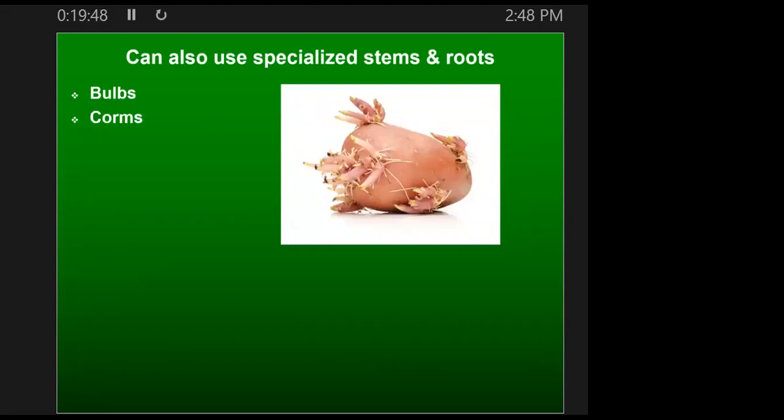Then you have these specialized portions of different plants, the bulbs, corms, and tubers. So you're looking at a potato tuber there in the picture, and you can see that the eyes of the potato are really the node tissue. And so from the node areas, you're getting new stem and leaf production. So if you were to take that tuber and plant it into the soil, you would definitely get an entire plant from that.